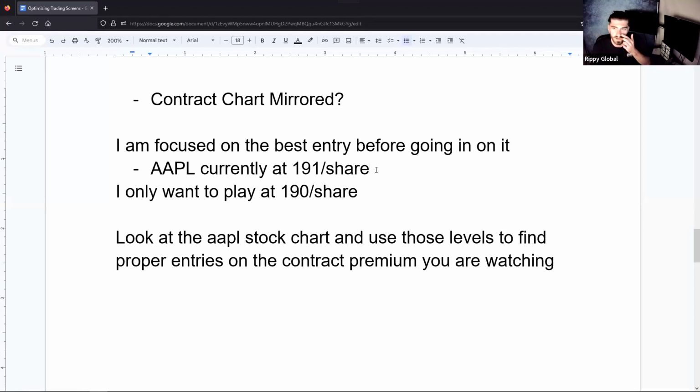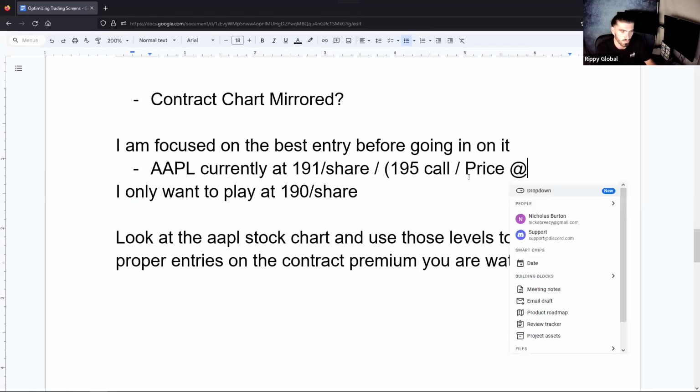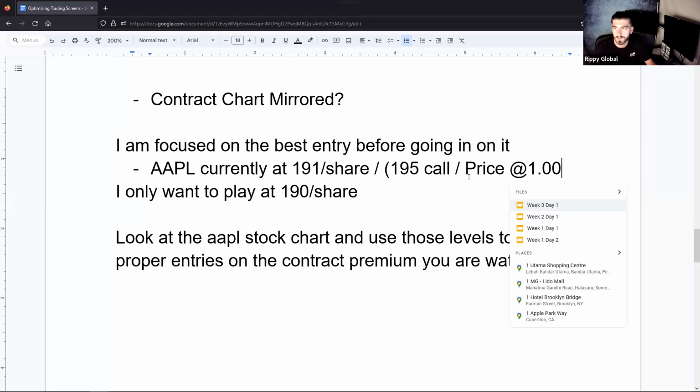Because when I know, let's say, and I'm going to come back up here and do this thing. So you're looking at, once again, it's not a logical example. I'm just giving numbers so it works out good. So you're looking at the 195 call. And when Apple is at 191 a share, price is at, let's say, 1.00.